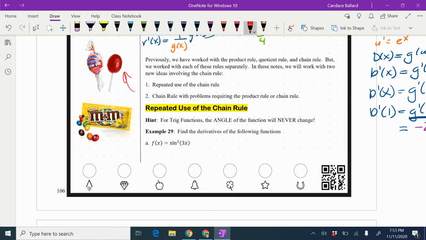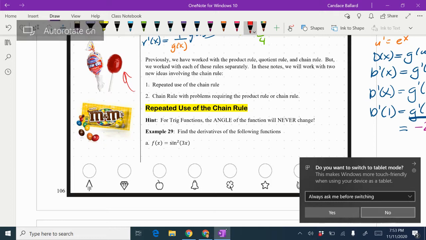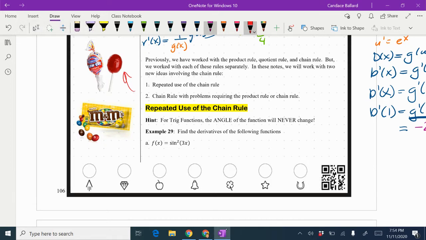Okay, before I try to take the derivative of 29a, I'm going to choose to rewrite it a bit. So f of x equals sine squared of 3x. Whenever we see the squared on the trig, it's best to write it on the outside. So I now see that I have an inside function and another inside function, and then the outermost function is the squared. I'm going to treat this as two separate u's. My first u is u equals sine of 3x.